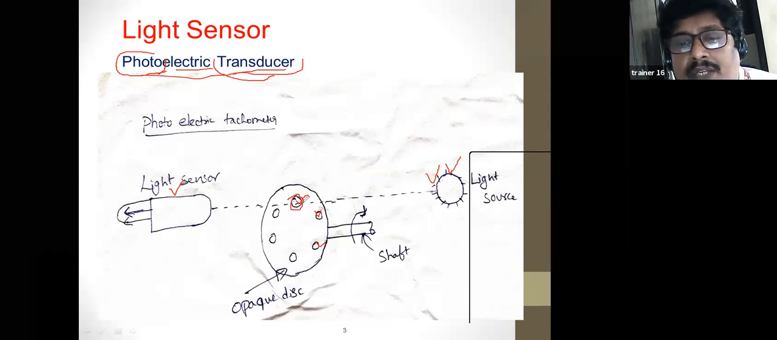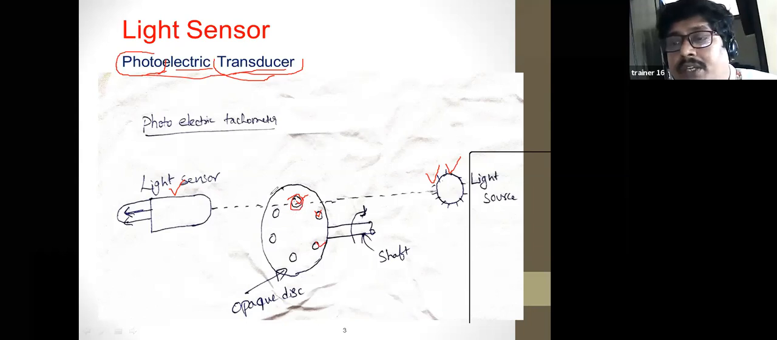So when the light source passes, automatically what happens? It passes through the hole and then the light sensor receives that radiation. That is a photo tube. We can call this a photo tube. The light sensor is a photo tube.